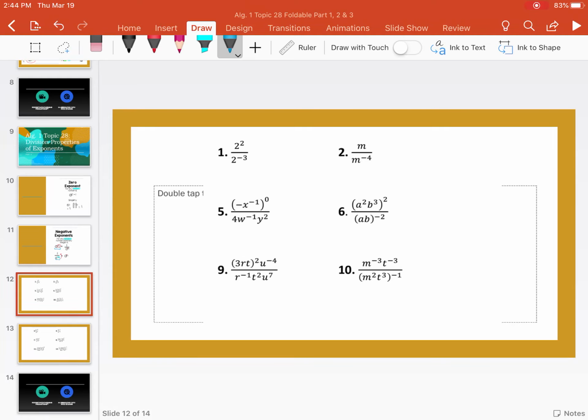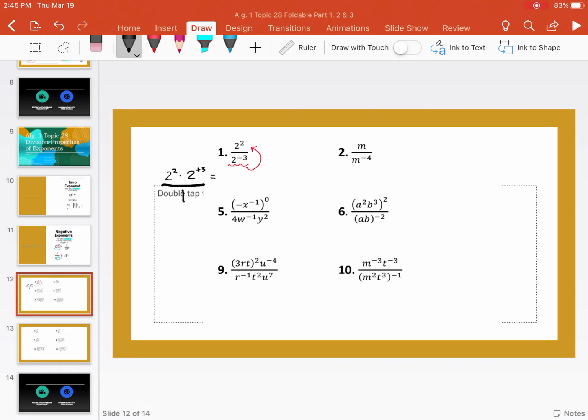2 squared divided by 2 to the negative 3rd power. So here, whenever we see a negative exponent, we see it right here. We're going to take this and flip it to the numerator right away. So if we rewrite this, we get 2 squared times 2 to the positive 3, and this is all over 1.